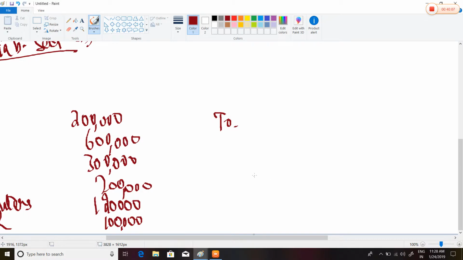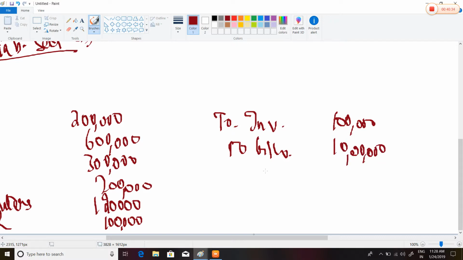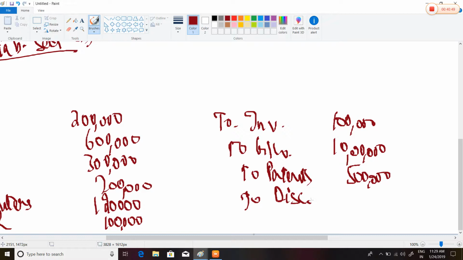Trade investment, it's 1 lakh. Now all the intangible assets. To goodwill 10 lakhs. To patents 5 lakh. To discount on debentures rupees 1 lakh. And at last to profit and loss account, it's 15 lakhs.